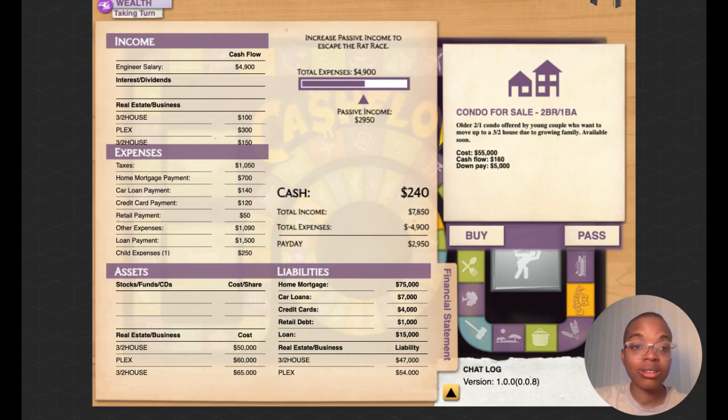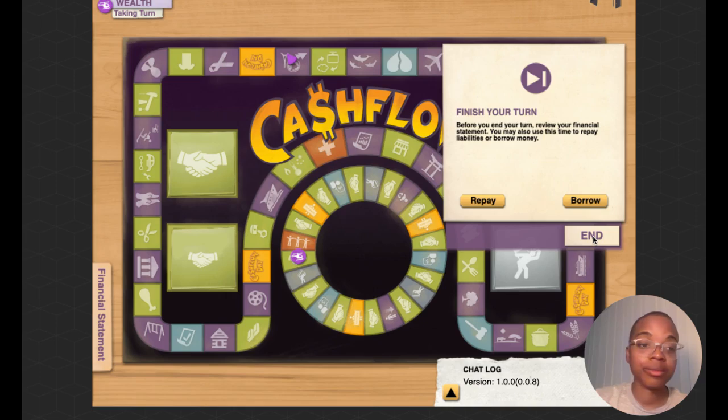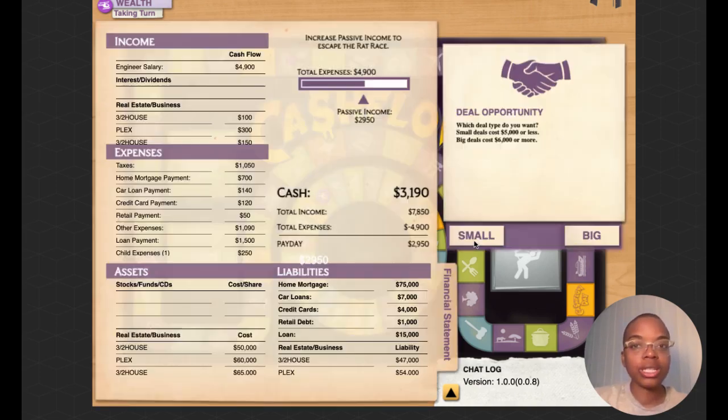Take a small one right here. Condo for sale. I've just taken out a huge loan, I only have 240 in cash on me. I'm gonna have to pass on that. I'm gonna roll again.